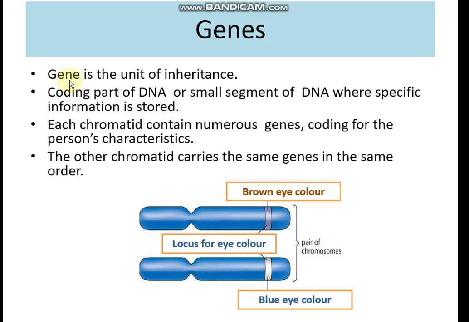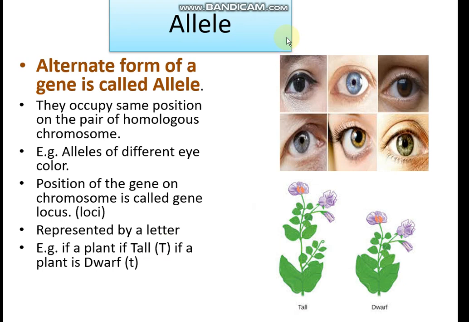So how can you define a gene? We can say that a gene is the unit of inheritance which is responsible for characteristics, and those characteristics are transmitted from one generation to another generation, or you can say that these are the coding part of DNA. Now if you look at the chromosome, in this chromosome this position is for eye color, and in the other chromosome the same position is reserved for eye color, and the position of the gene on a specific chromosome is called gene locus.